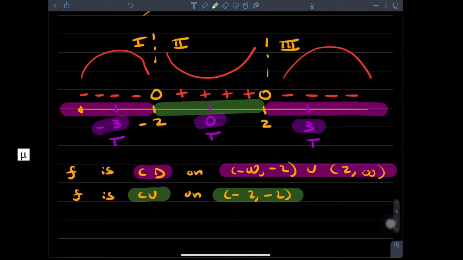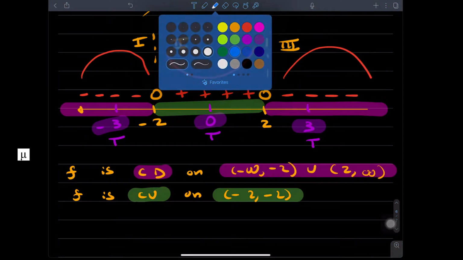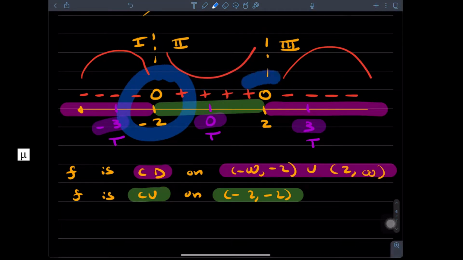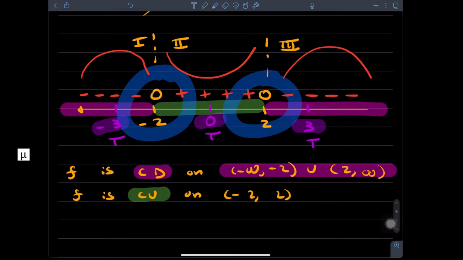Do we have any inflection points? Are there points where you change concavity from negative to positive or positive to negative? Inflection points? Here and here. Oh, what am I doing? Yeah, concave up from -2 to positive 2. Oh, here we go. Sorry. There we go.